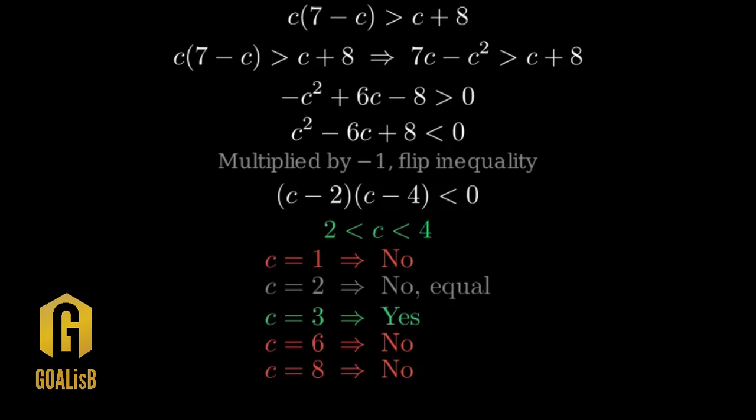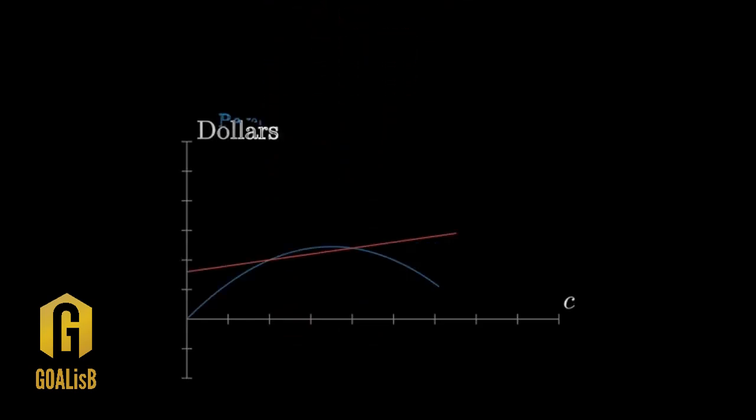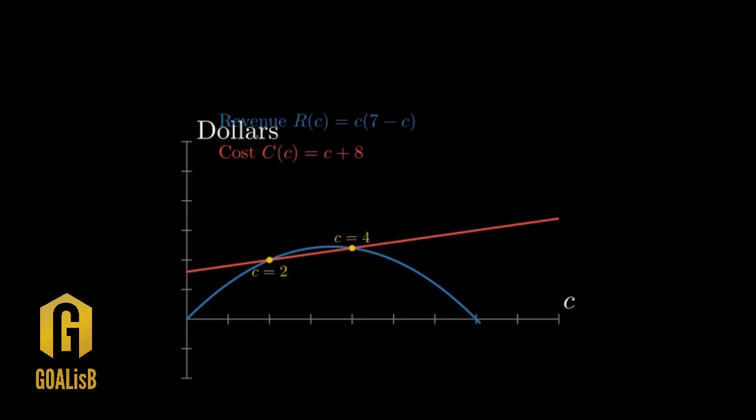Now, let's confirm visually. We'll plot revenue and cost versus C. The blue curve is revenue, C times (7 minus C), a downward parabola. The red line is cost, C plus 8. Where they intersect, revenue equals cost, at C equals 2 and C equals 4.